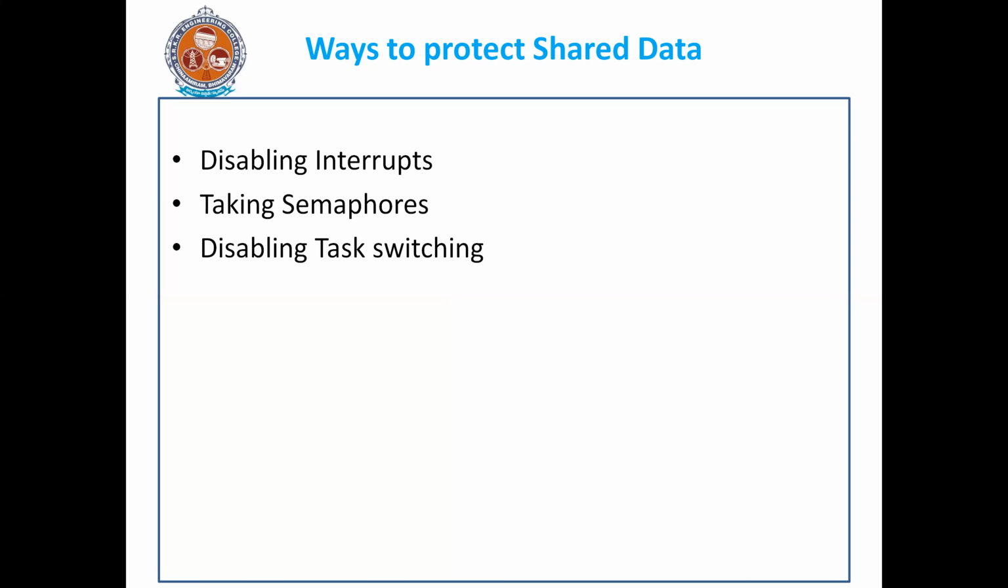Another way is you can use the semaphore concept for protecting the shared data. And another is you can disable task switches. This is also another way to protect the shared data. If you disable the task switches, each task will automatically complete in full, and only then does it go to the next task. That's why you don't have the problem of shared data. So these are the ways to protect the shared data.